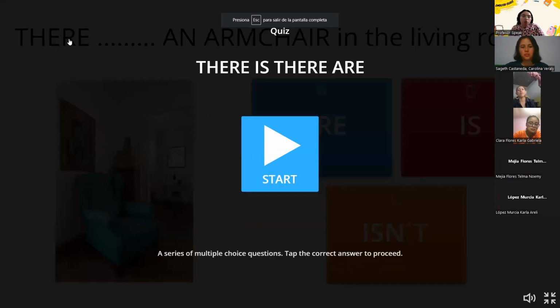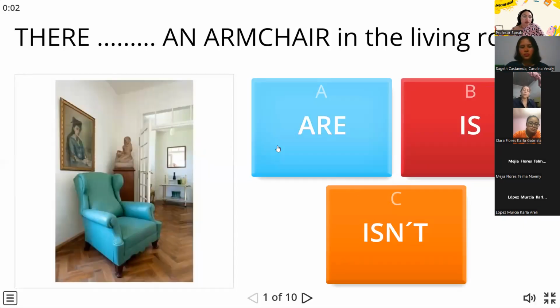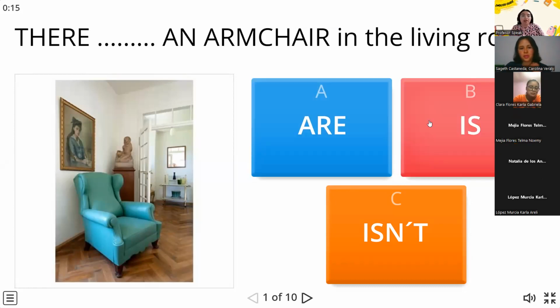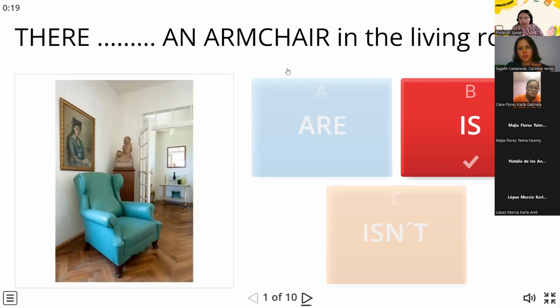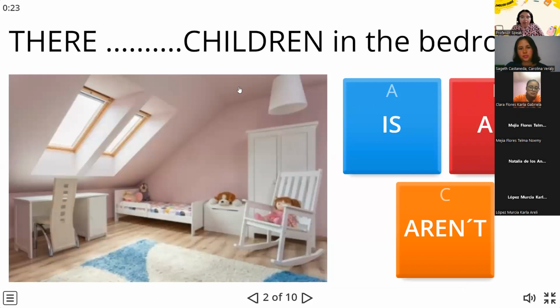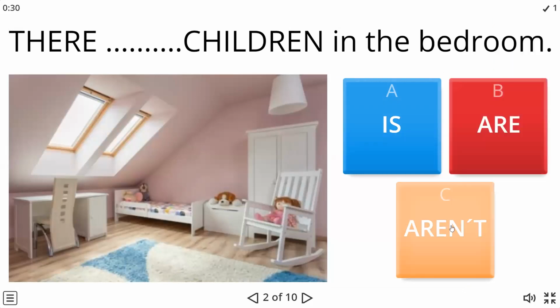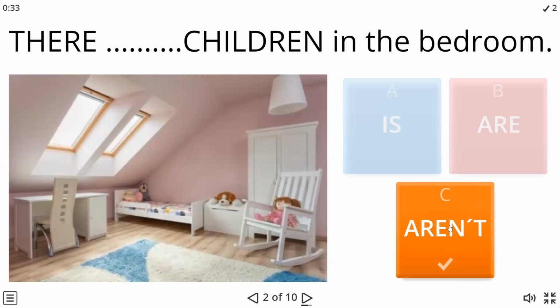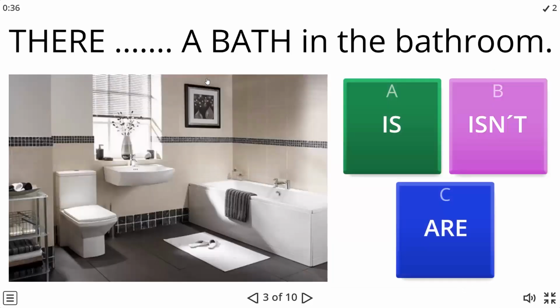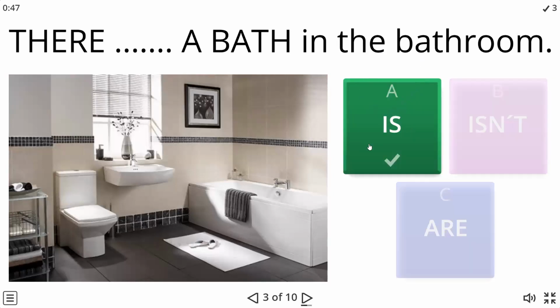Okay, so we have this one. It says, there an armchair in the living room. What would be the correct option there, guys? There is an armchair. Very good. Un sillón. There, children in the bedroom. Look at this. Do we have children or we don't have children here? There aren't children in the bedroom. There, a bus in the bathroom. There is a bus in the bathroom. Very good.